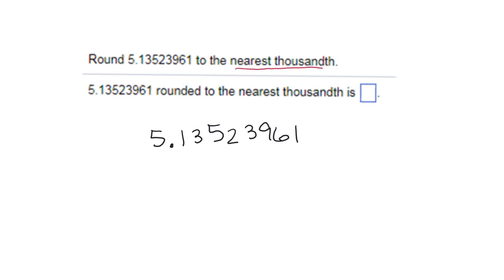So we need to find the thousandths position. So remember, this is tens, hundreds, thousands. Right, so the number 5 is in the thousandths position. To figure out whether 5 remains 5 or it increases to a 6, we must look to the right. Question: is 2 greater than or equal to 5? I bet you have my answer.